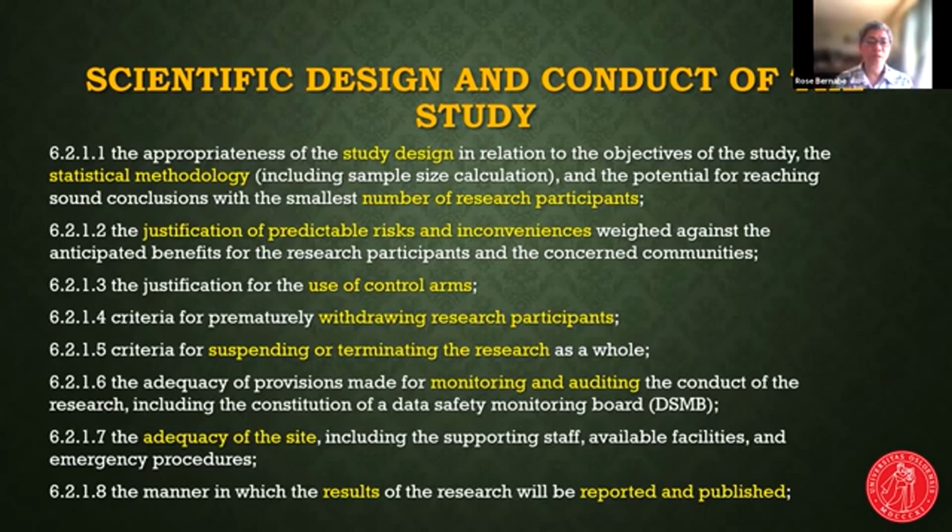Just as an example. Next will be the justification of predictable risks and inconveniences weighed against the anticipated benefits for the research participants and the concerned communities. So in an earlier lecture, we talked about the task of balancing risk and benefits. Remember that all research, or most research, especially if it includes research participants, either in person or their data, would have some type of risk.